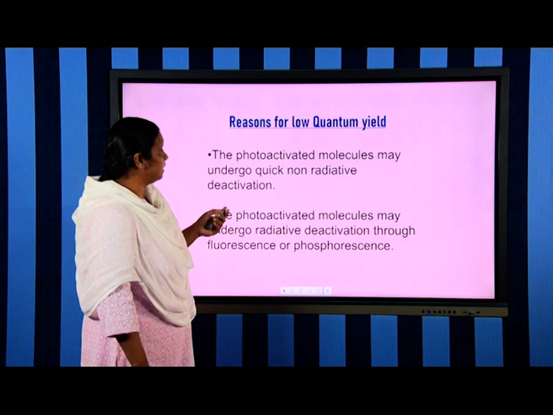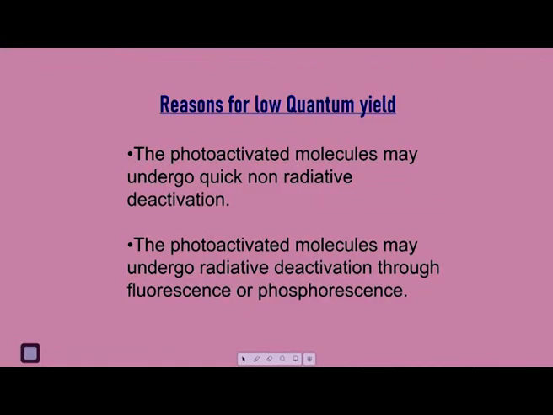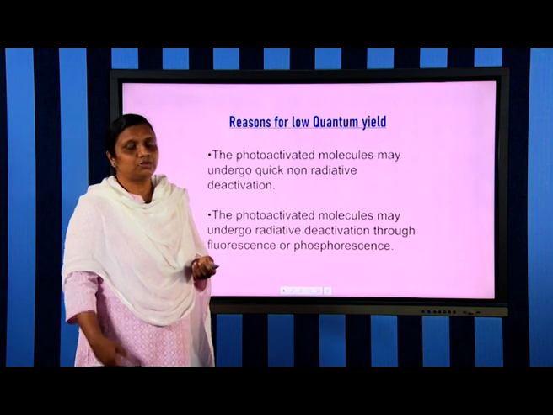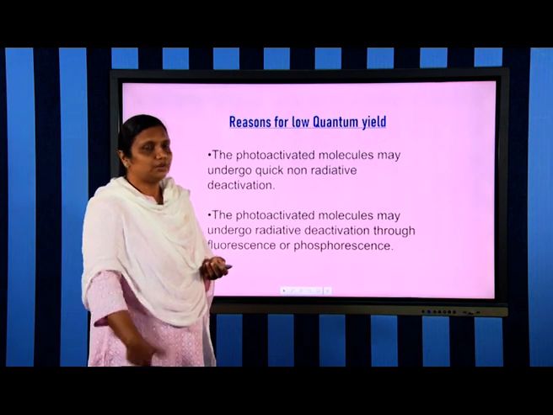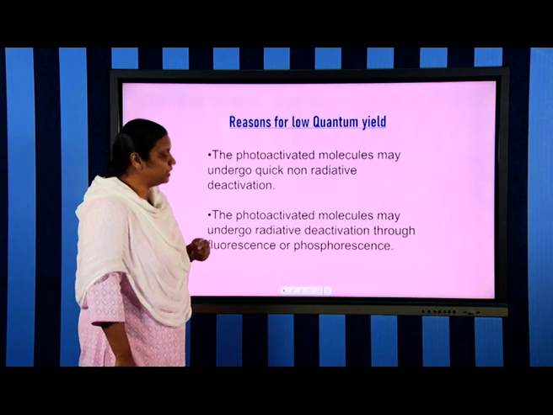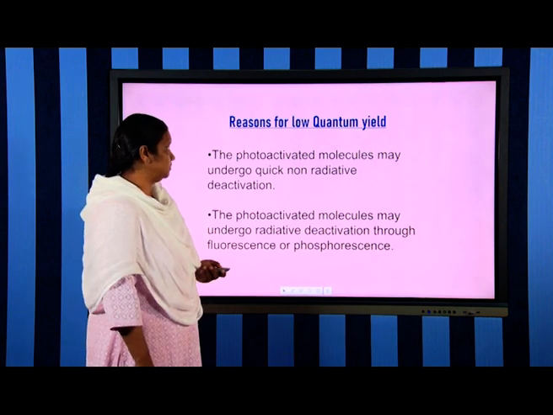So, you can list out the reasons. The photoactivated molecules may undergo quick non-radiative deactivation, that is possible. Another reason is photoactivated molecule may undergo radiative deactivation through fluorescence or phosphorescence. So, if that also happens, the energy is lost. It will not get converted to the product, it will come down to the reactant. So, if energy is used up for fluorescence or phosphorescence, the product will not be formed.